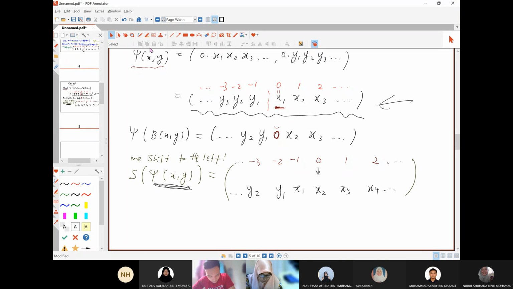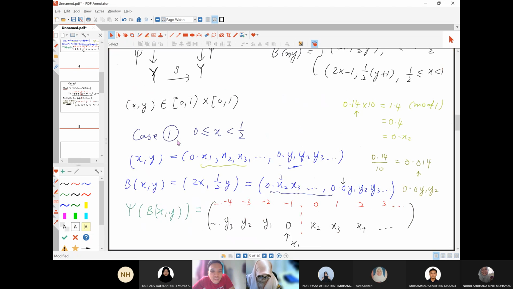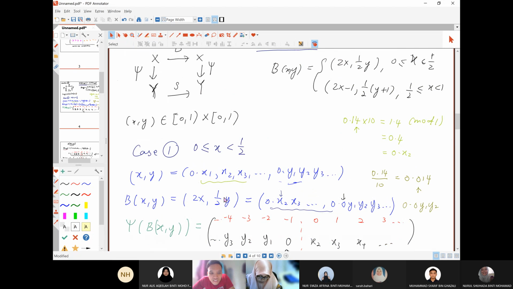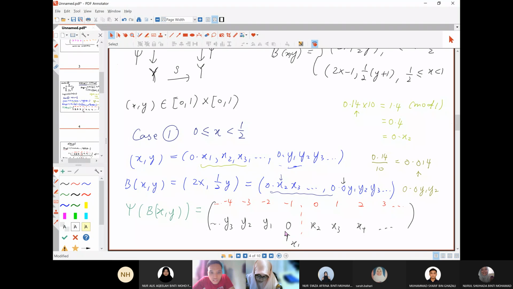Doktor, yang dekat XY tu kan dah selepas kita Baker's transform dia tu. Yang ni? Baker's. Atas lagi. Ni? Okay. Ni kan X1-nya dah hilang kan? Ya. Lepas tu bila psi kan dia jadi kosong. Ya, kosong betul. Kat sini dengan X1 dekat XY ni sama ke?